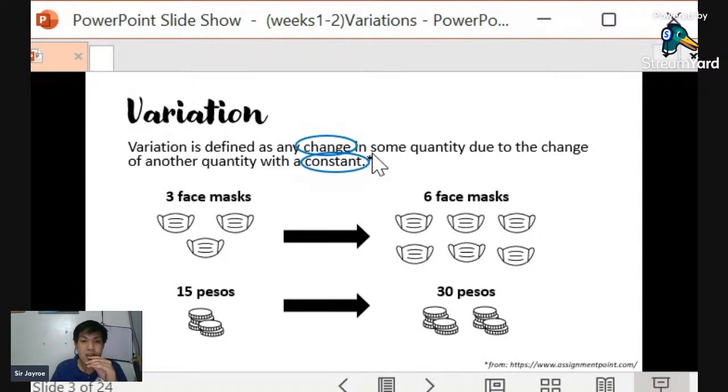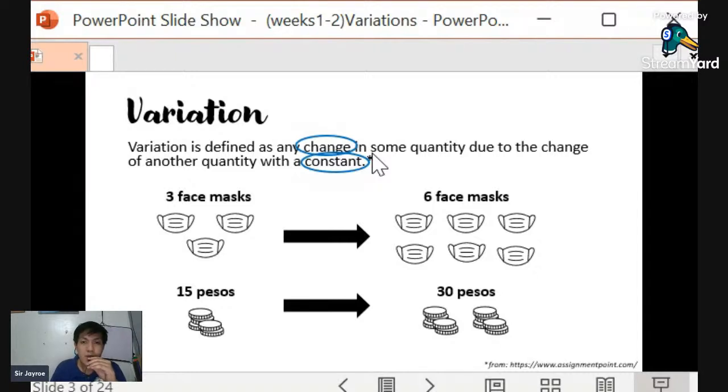So ano yung variation dito? Ang variation dito ay naganap nung nagbago yung bilang ng face mask. Ano yung naging effect nung nagbago yung bilang ng face mask dun sa price? Ang naging effect niya, it increases. So yun po yung variation, okay? So ganun lang siya kasimple. So ibig sabihin, kapag may isa kang bagay na nagbago, yung effect nun magbabago din. Okay? So yun po yung variation.